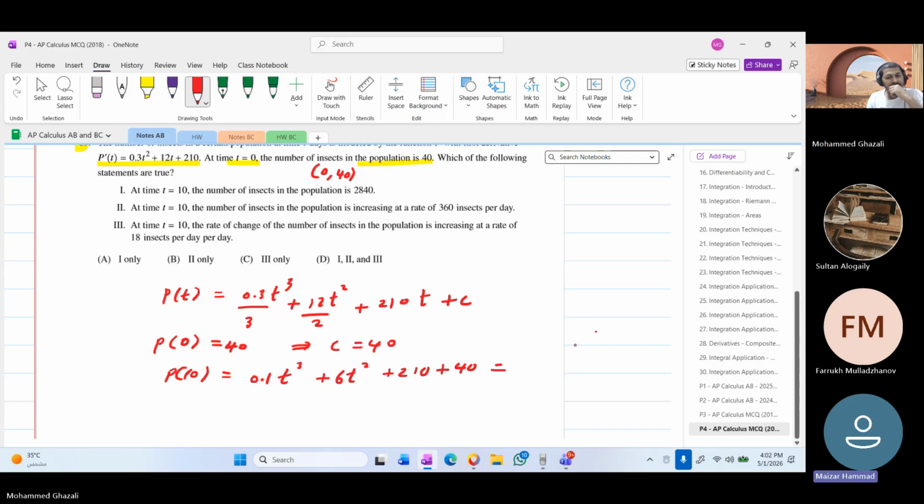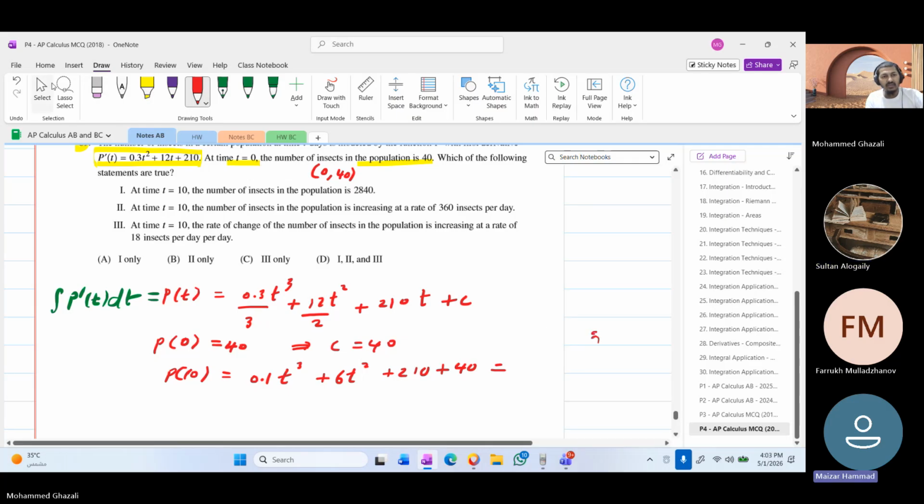Yes. So you integrated it, right? Yeah, I integrated P prime of t. So 10 cubed plus 6 times 10 squared plus 210 plus 40. Mister, you're not getting 950. 2840? That's true. Option 1 is true, by the way.